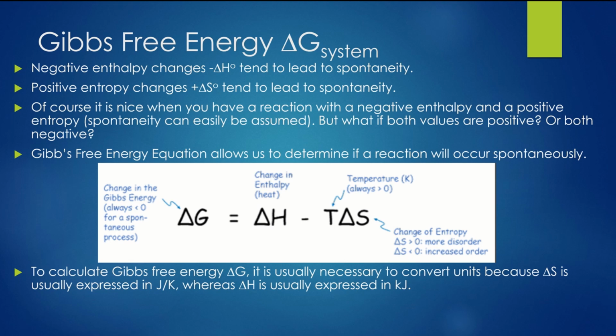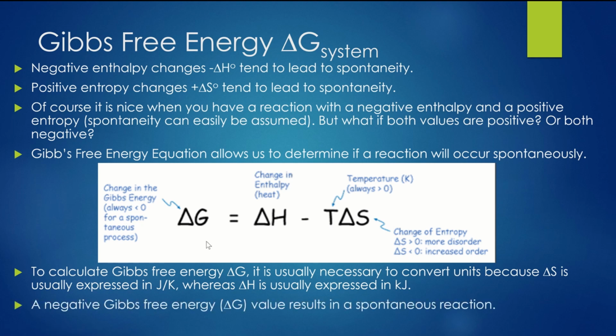So to calculate Gibbs free energy, we're usually going to have to make a conversion. So watch your units. The reason for that is our entropies are usually expressed in joules per Kelvin, and our enthalpies are usually expressed in kilojoules. So watch what your units are and how to work with them one way or the other. In order to determine if the reaction will occur spontaneously, you look at the sign of your delta G. If you have a negative delta G, you'll have a spontaneous reaction.